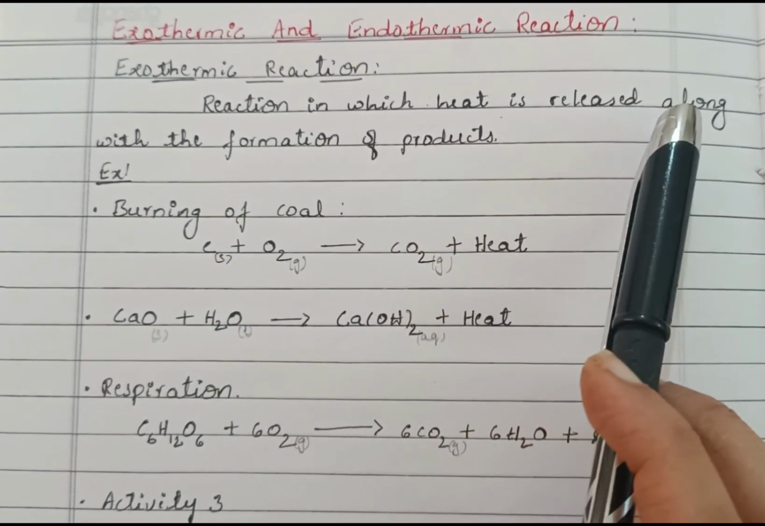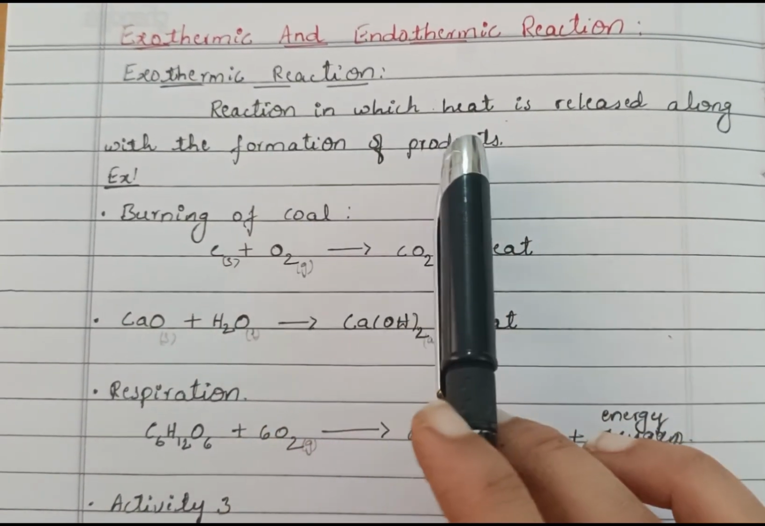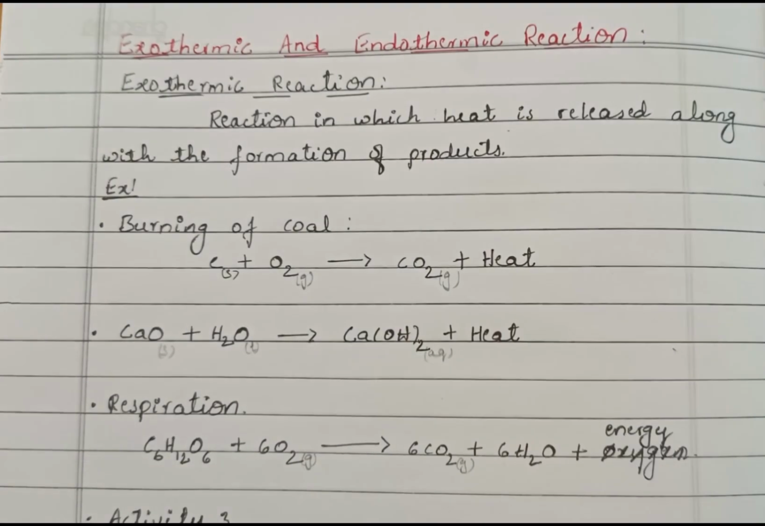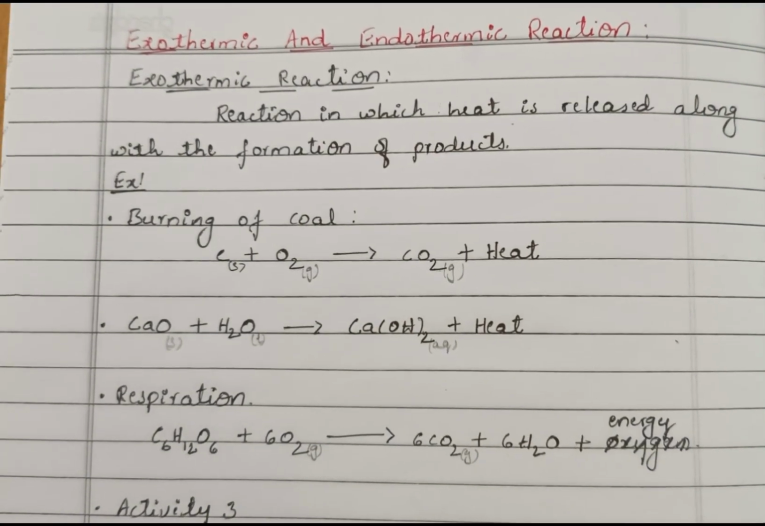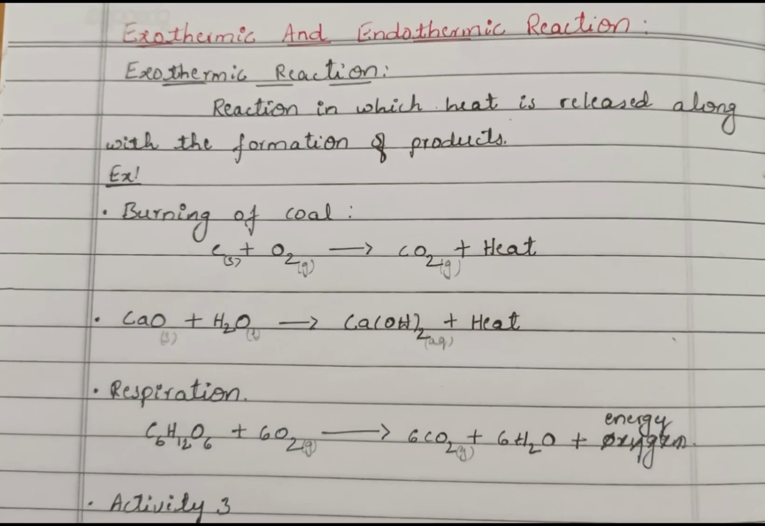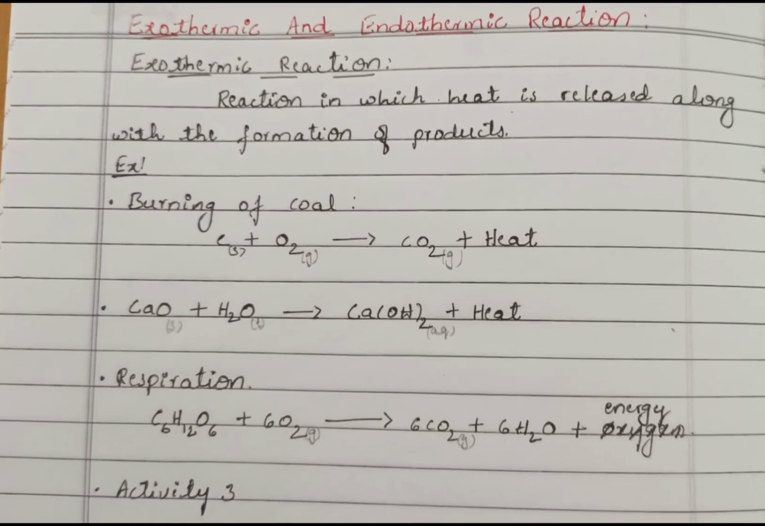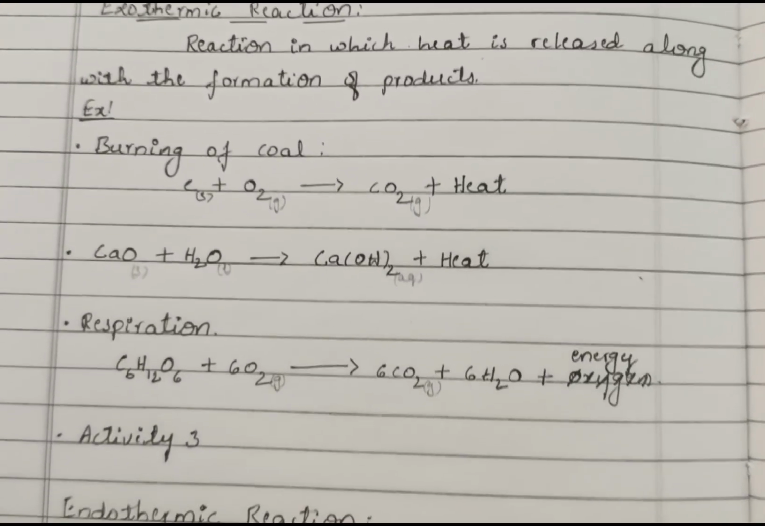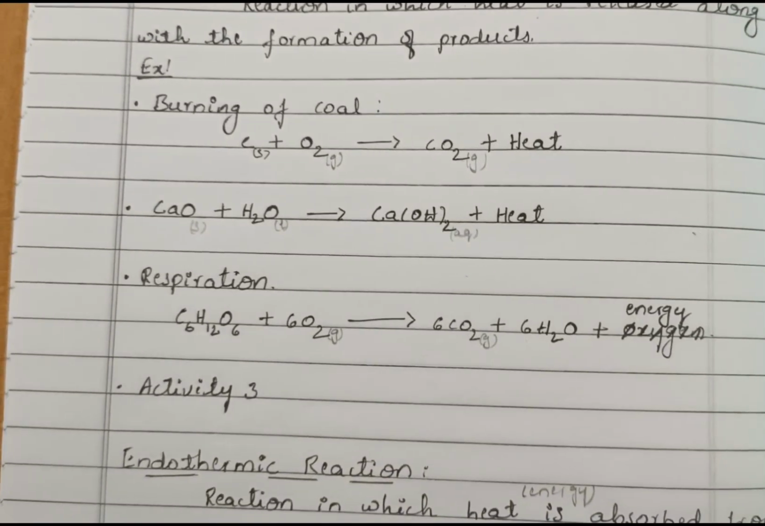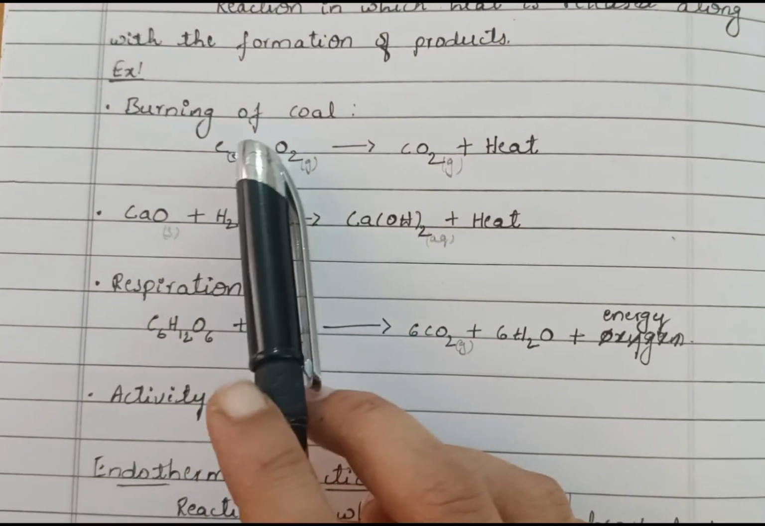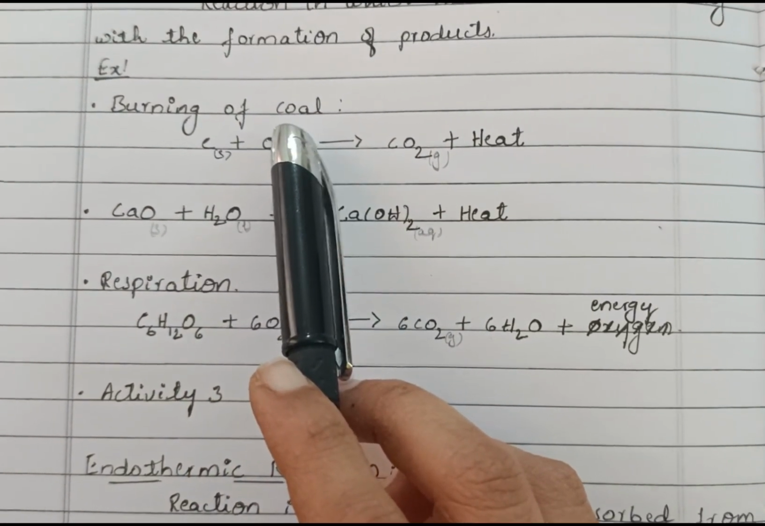See, the reaction in which heat is released along with the formation of the product is known as an exothermic reaction. Okay, a reaction in which heat is released. See, the product is formed, and along with that heat is released. That type of reaction is known as an exothermic reaction. We will see the examples.